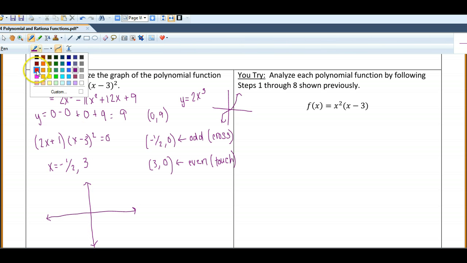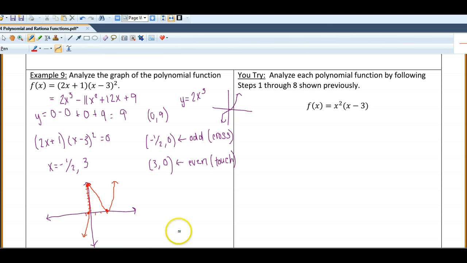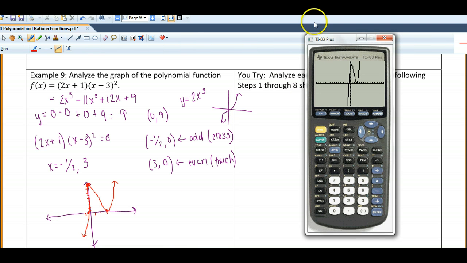Change colors. Use red. We know it hits at 9, so 1, 2, 3, 4, 5, 6, 7, 8, 9. We know it hits at negative 1/2, it's like here. We know it hits at 3. This one it crosses, this one it just touches. So something like that. Let's take a look at the graph and how different it looks than mine. So this is what it looks like. I did my best to draw it over here.